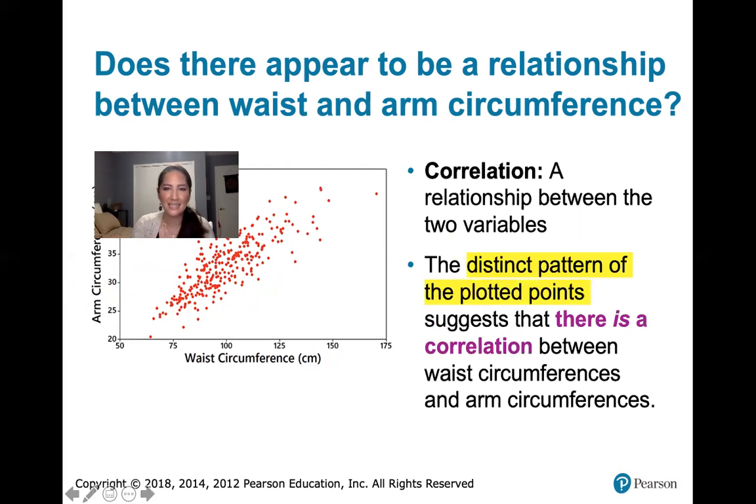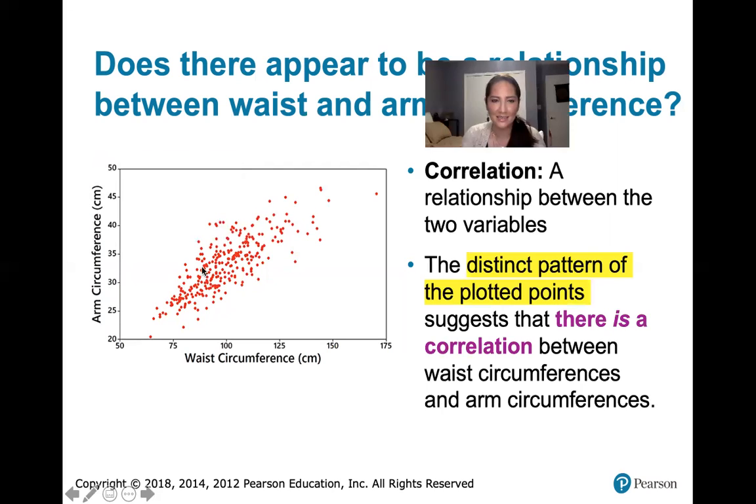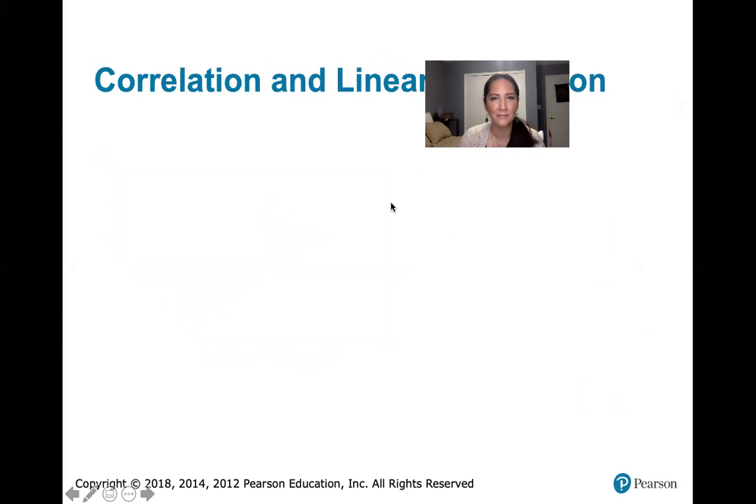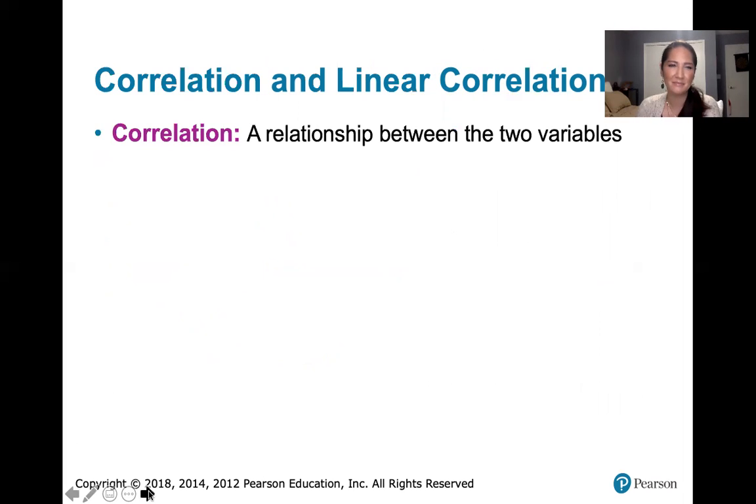Since we have a distinct pattern of plotted points, as waist circumference goes up, arm circumference tends to go up too. That suggests that there is a correlation between waist circumference and arm circumference. Now, here are a couple of definitions. Correlation is just a relationship between two variables. It doesn't necessarily have to be a linear relationship.